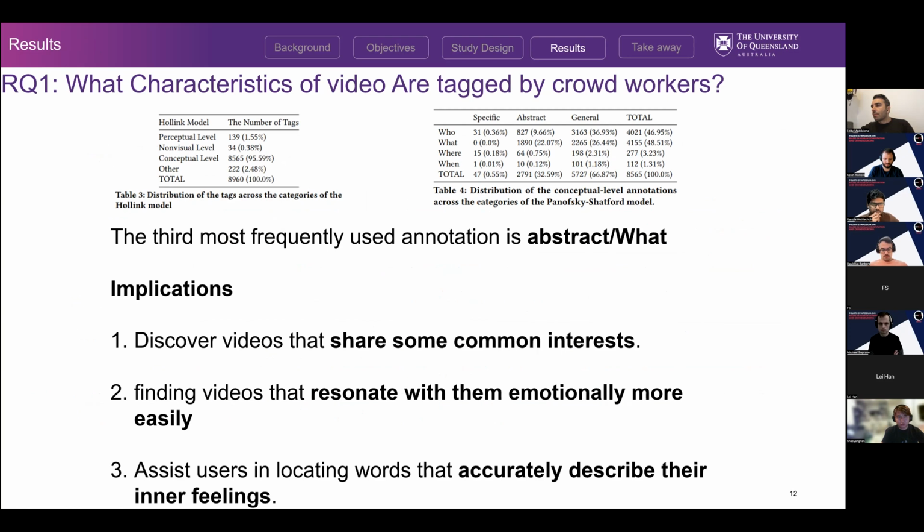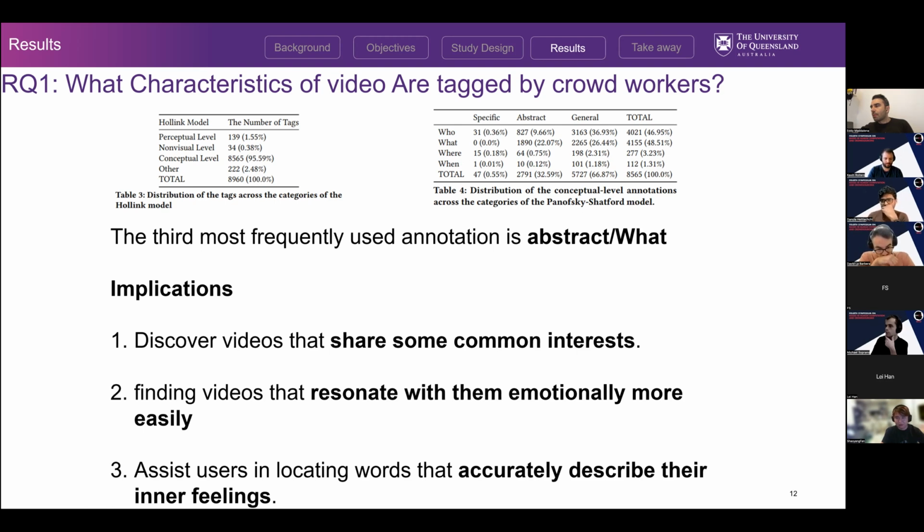So our first research question is what features of the video are captured by the crowd worker. We found the general who and the general what are 2 of the most popular annotations provided by the worker, which shows that people are more likely to give a broad description of the objects and the actions in the videos. Annotations like those can help the user to find the video and provide information about it. Those types of annotation can also be used as a pre-trained data set in machine learning to make it easier for a model to find objects and actions in the video.